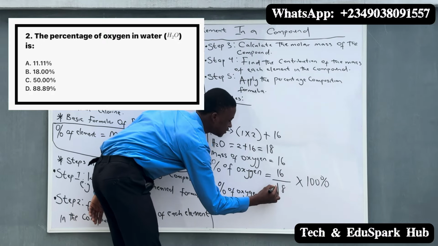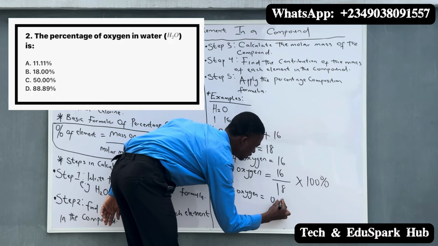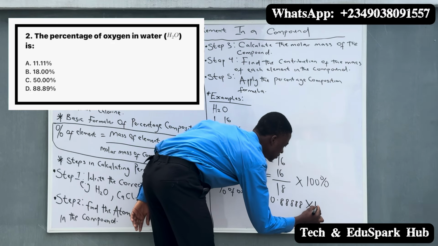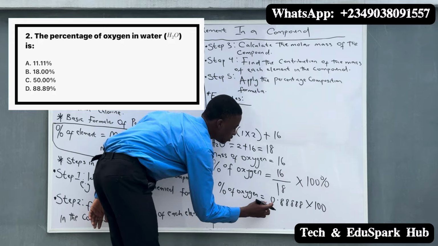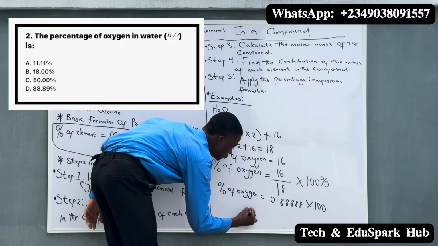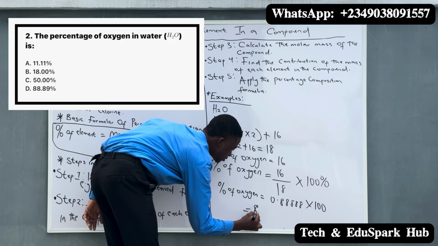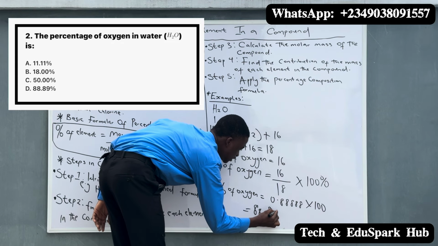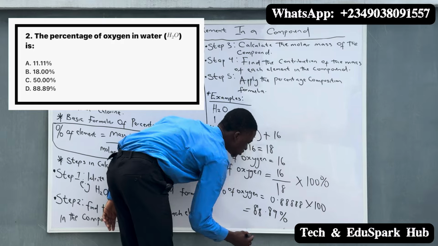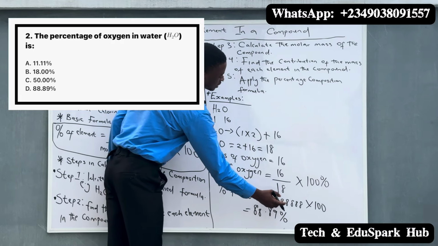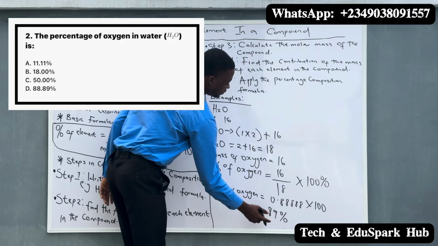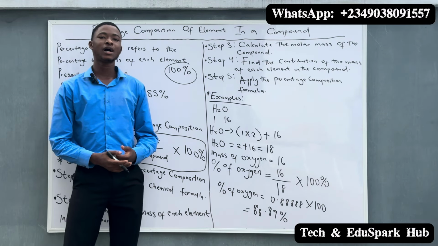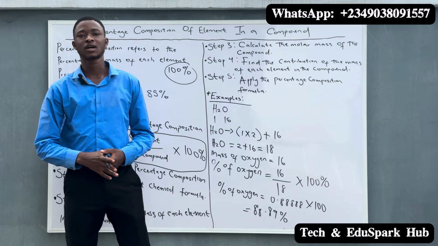will be equal to 16 divided by 18 will give you 0.88888 multiplied by 100%. So 0.888 multiplied by 100 will give you 88.89% on approximation. And this will be given as our final answer to question of this type.